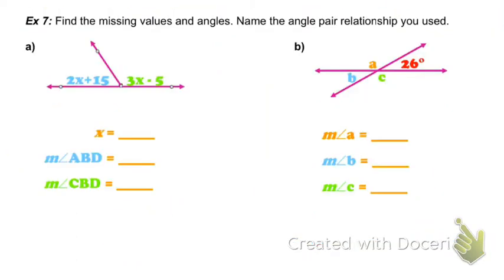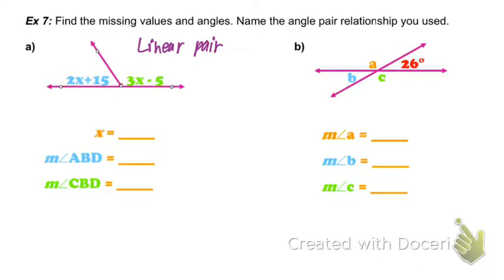All right, continuing on. We're going to do a couple examples here. On this example, 2x plus 15 and 3x minus 5. Find the missing values and angles. Name the angle pair relationship we use. It might be helpful to do that last part first. What kind of angle pair relationship do we have? Supplementary, and they are a linear pair. So they add to 180, right? And they are supplementary because they're a linear pair.